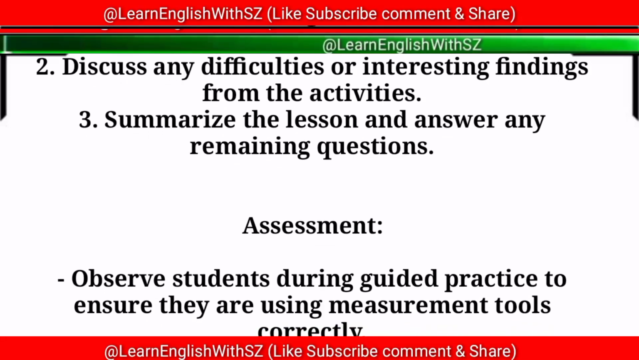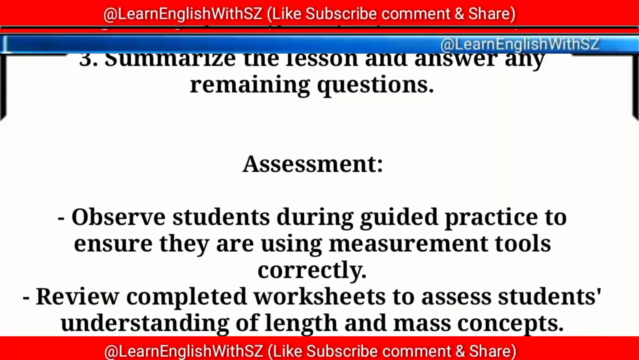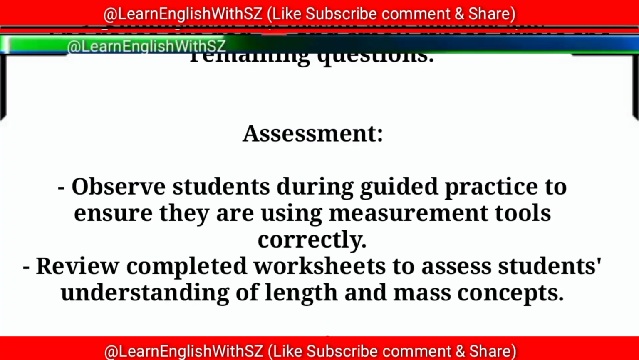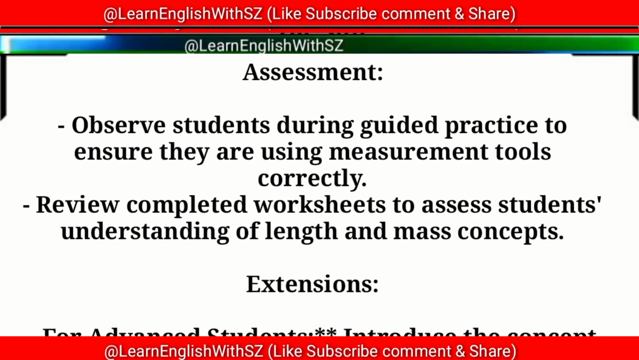Assessment. Observe students during guided practice to ensure they are using measurement tools correctly. Review completed worksheets to assess students' understanding of length and mass concepts.